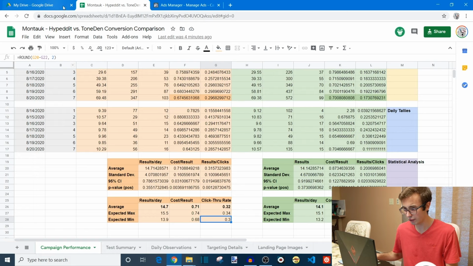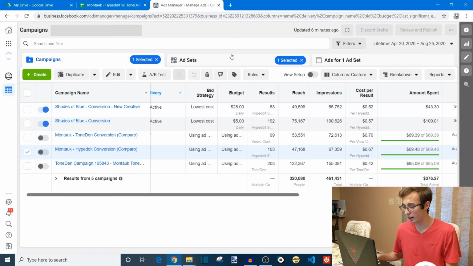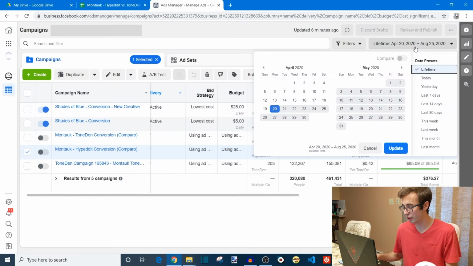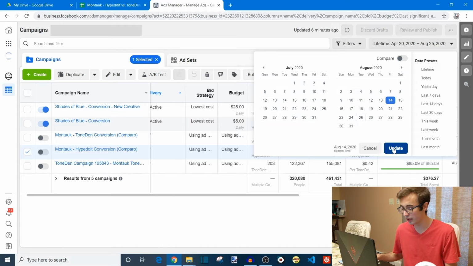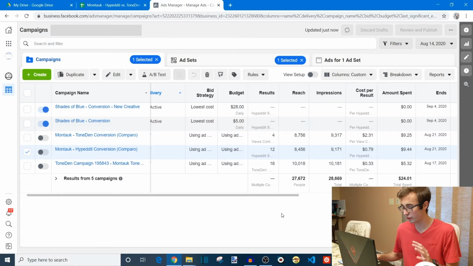So if we go back into Ads Manager, I'll show you the thought process as I walk through this. I want to draw your attention to the very first day that I ran this campaign. So if we go to August 14th, which was the day I started it, and we just highlight that. That's just showing us from that day, and we can see actually the ToneDen campaign only got 4 results, and they were really expensive. It was terrible performance. These are all related, by the way.